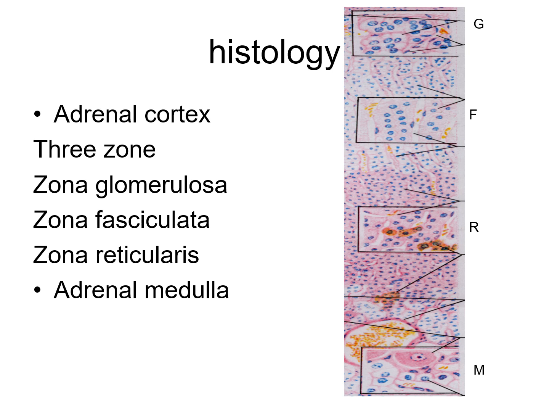The medulla is composed of chromaffin cells arranged in small groups surrounded by capillaries. In between these cells are the autonomic ganglionic cells. So this is the histological appearance of the adrenal cortex and the adrenal gland.